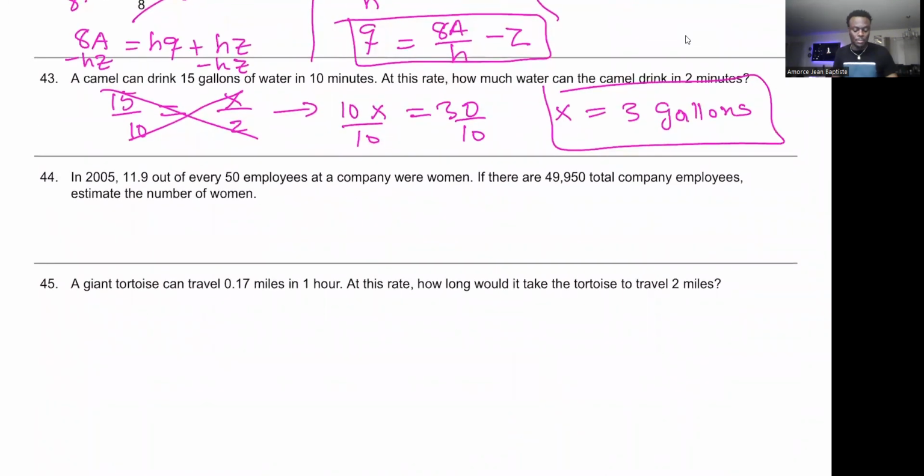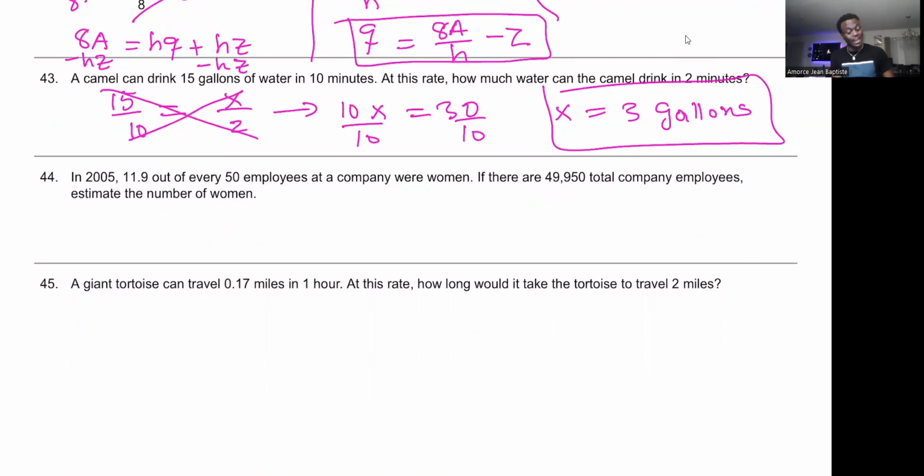Here's another similar problem. In 2005, 11.9 out of every 50 employees of a company were women. If there are 49,950 total company employees, estimate the number of women among these 49,950 people of the company. It's an estimation, because 11.9 is not really a realistic number for a number of people. That's why they talk about estimate.